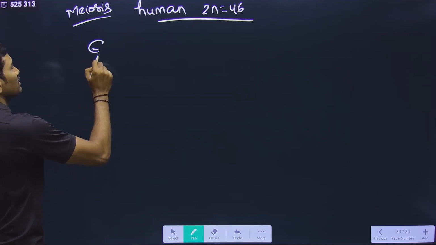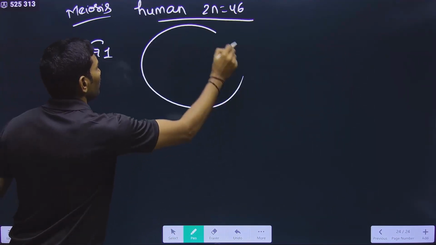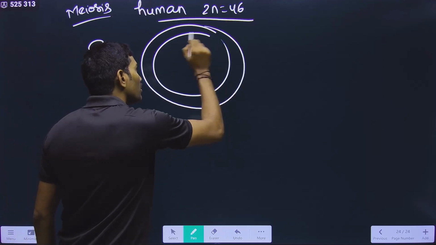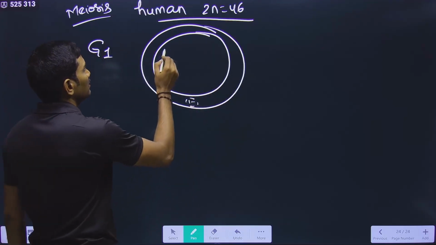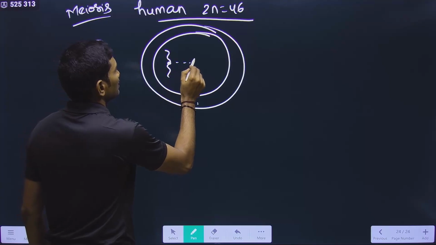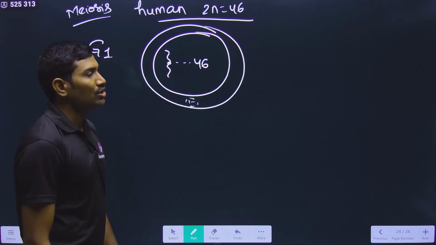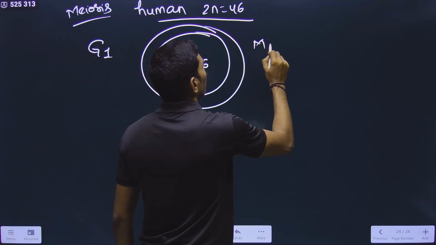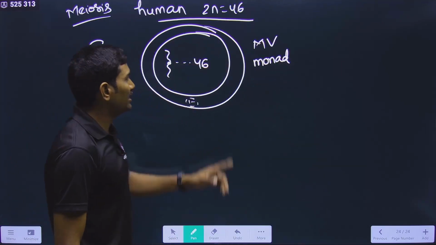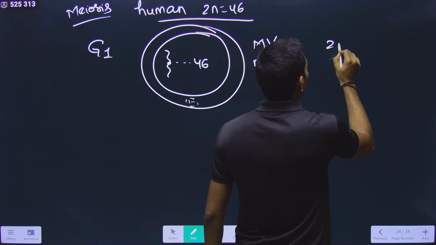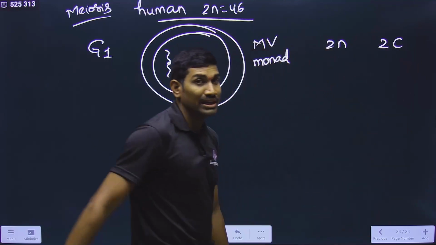And here also we are first starting with the G1 phase. Plasma membrane is present. Nuclear membrane is present. And here single centrosome is present. Single thread-like structures, 46, are present. So what is the condition here? Monovalent, monad. And what is the ploidy here? It is 2n, 2c. Directly I am writing here.